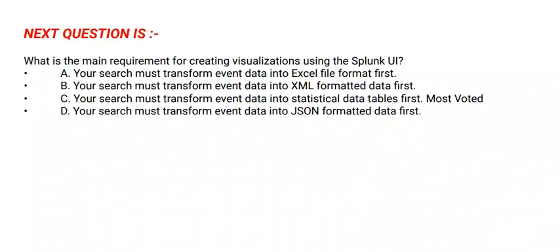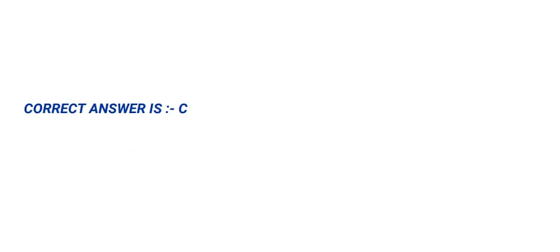Next question is, what is the main requirement for creating visualization using the Splunk UI? Options are option A, your search must transform event data into Excel file format first. Option B, your search must transform event data into XML formatted data first. Option C, your search must transform event data into statistical data tables first, most voted. Option D, your search must transform event data into JSON formatted data first. The correct option is option C.